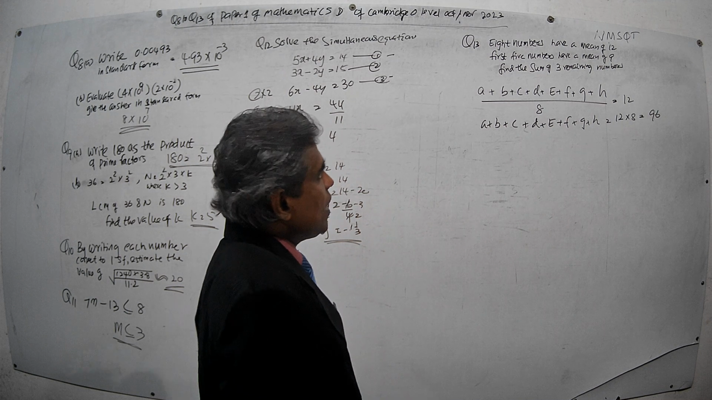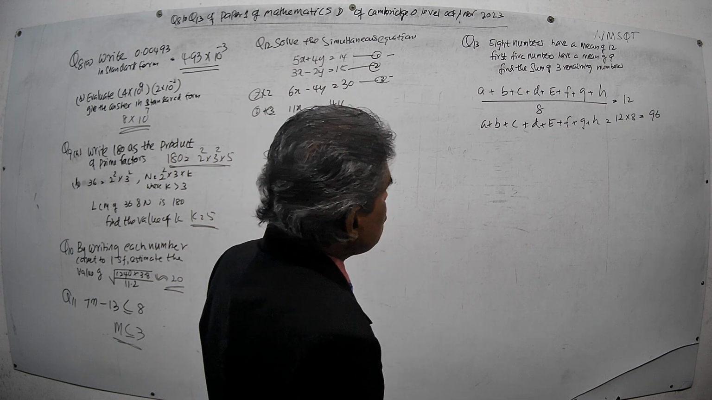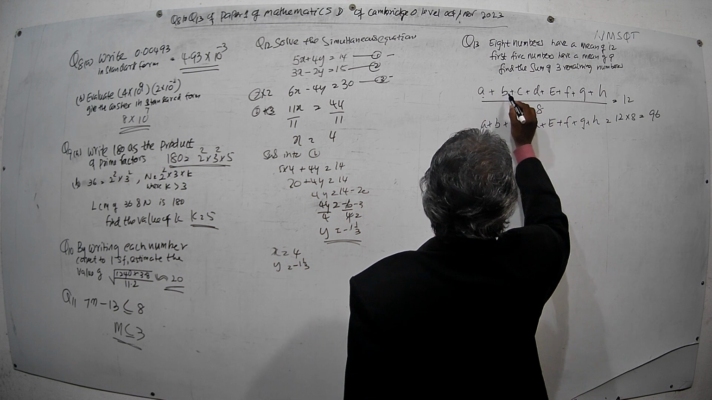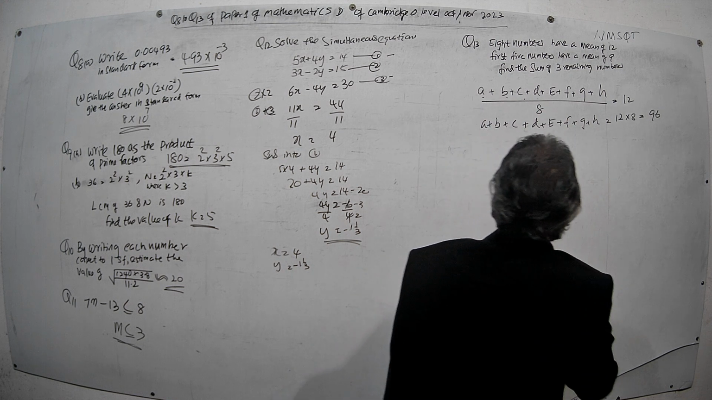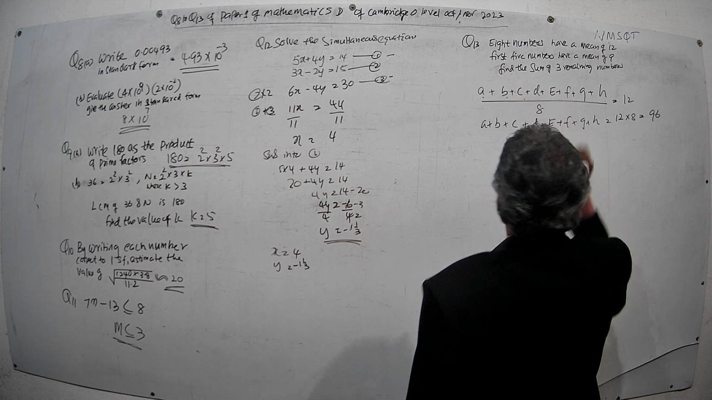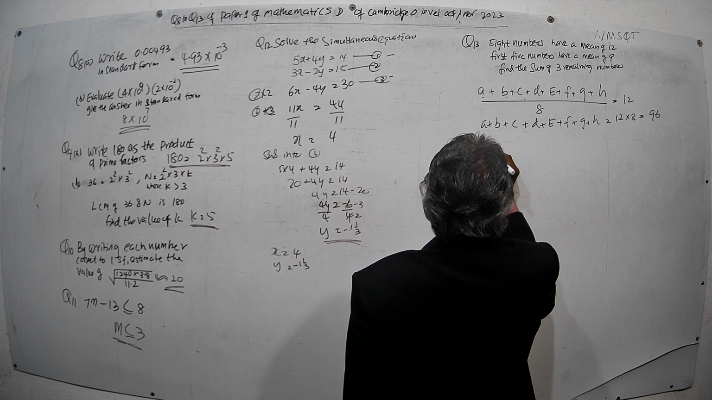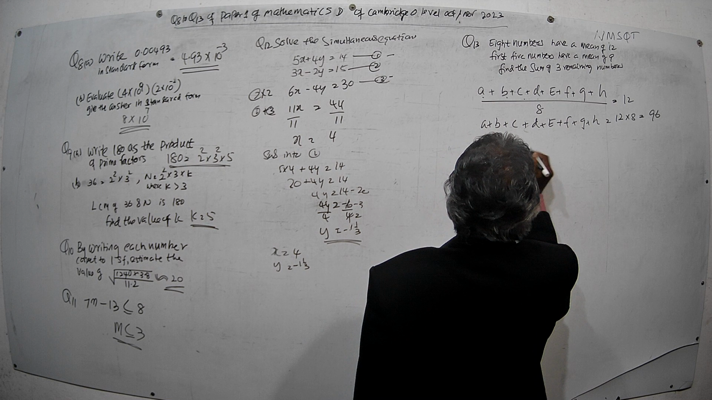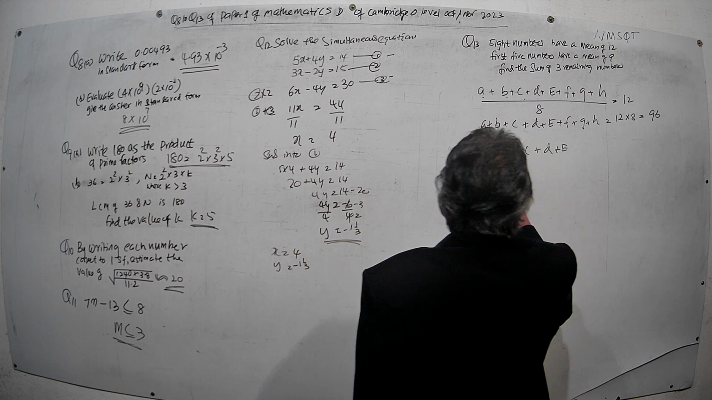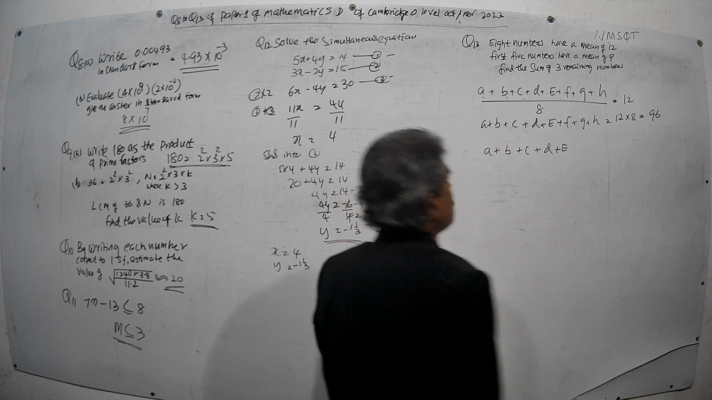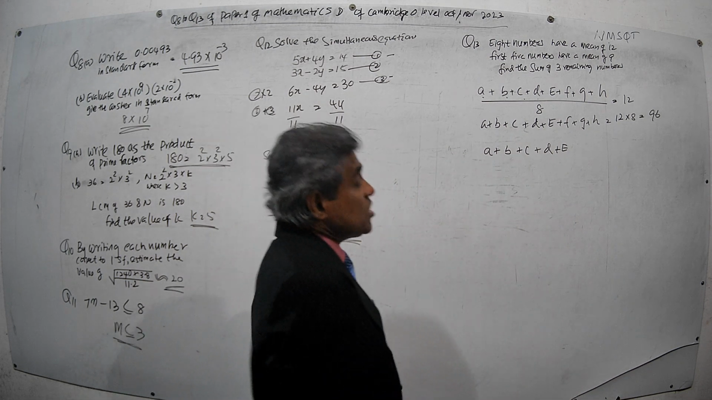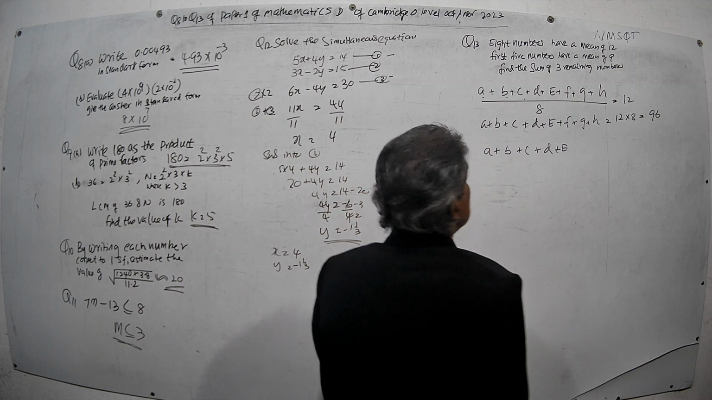Now let us find the first 5 numbers, which have a mean of 9. The first 5 numbers: A plus B plus C plus D plus E. These are the first 5 numbers out of those 8 numbers. The first 5 numbers have a mean of 9.